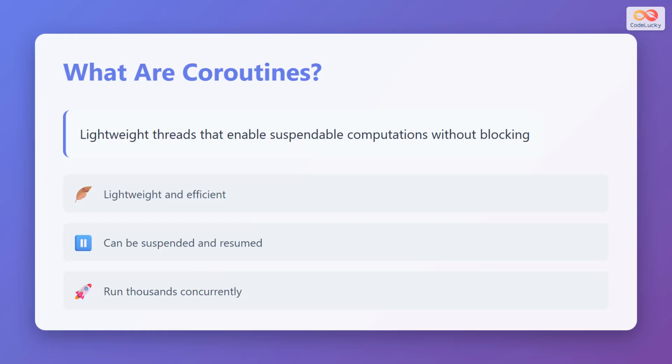So, what exactly are coroutines? Coroutines are lightweight threads that enable suspendable computations without blocking your application. Unlike traditional threads, coroutines are incredibly efficient. They're lightweight, meaning they consume minimal system resources. They can be suspended and resumed at any point during execution, allowing other tasks to run in the meantime. And here's the exciting part. You can run thousands of coroutines concurrently without overwhelming your system, something that would be impossible with regular threads.